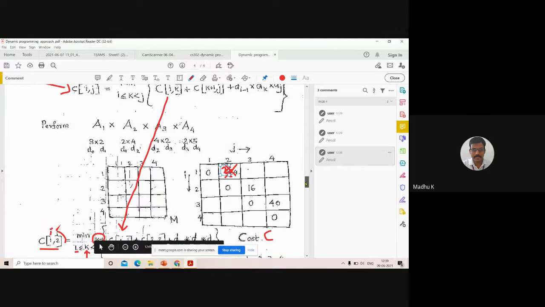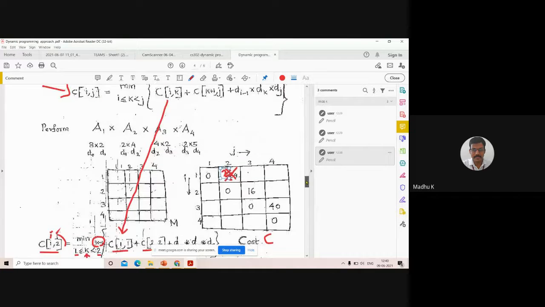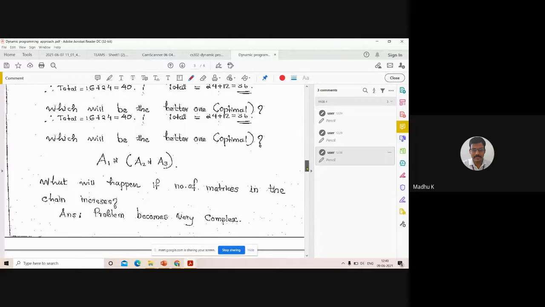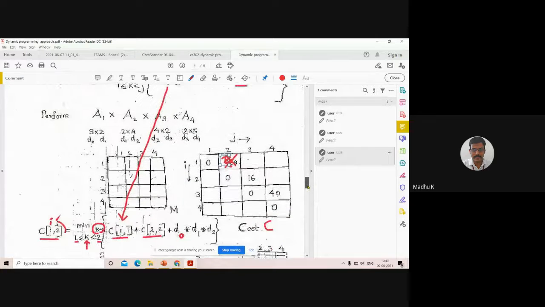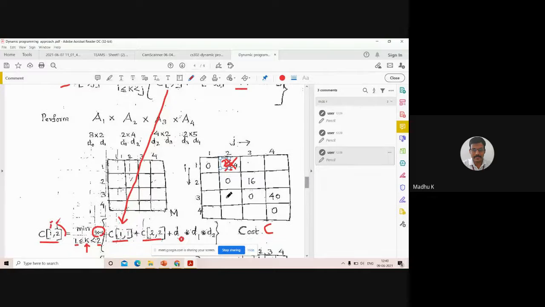So it will become C of 1 1 plus C of 2 2 plus D0. That is D i minus 1. You can note here D i minus 1 is there. When i is equal to 1, it becomes D0. Just observe, D i minus 1 is there, and in this case i is 1.